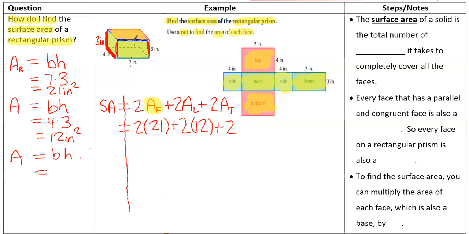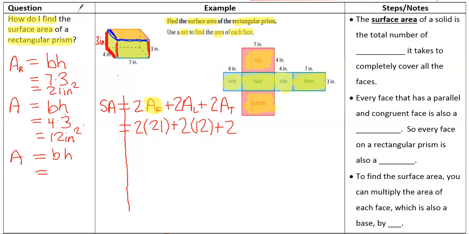Well, that's 7, right? Because all of these sides are 7 going from left to right. And then how long is this one? Oh, that's 4, right? So the parallel edges are the same length. The 7 is parallel to this, so they're both 7. The 4 is parallel to this, so they're both 4. And the 3 is parallel to this, so they're both 3. So this is 7 by 4.